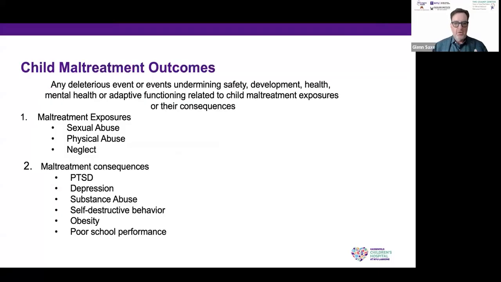So remember, last time we defined child maltreatment outcomes. These are deleterious events that undermine safety, development, health, mental health, and adaptive functioning that have to do with maltreatment exposure or its consequences. So this is what we're aiming to prevent. And so the two categories are exposures and consequences, and you can see examples of that.